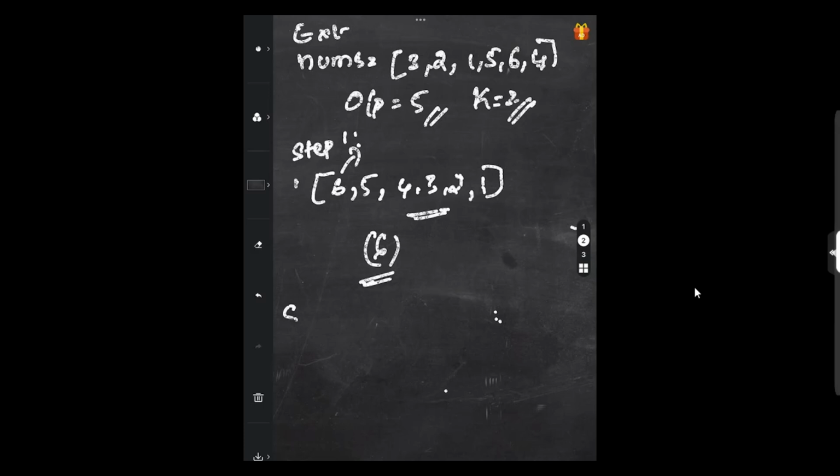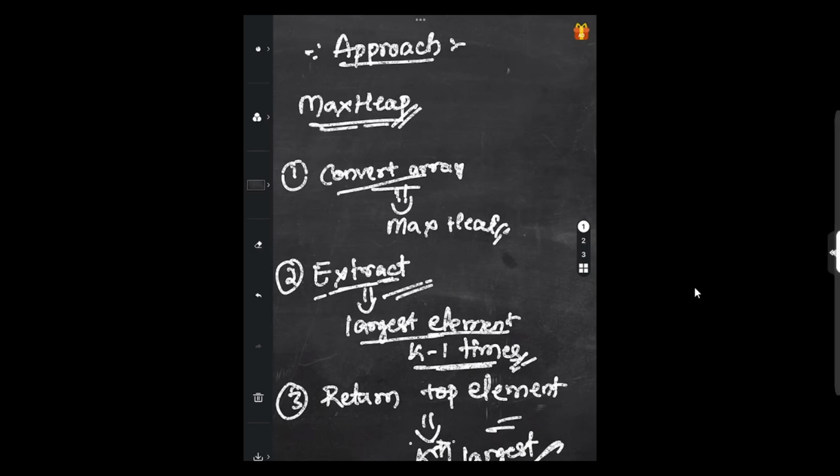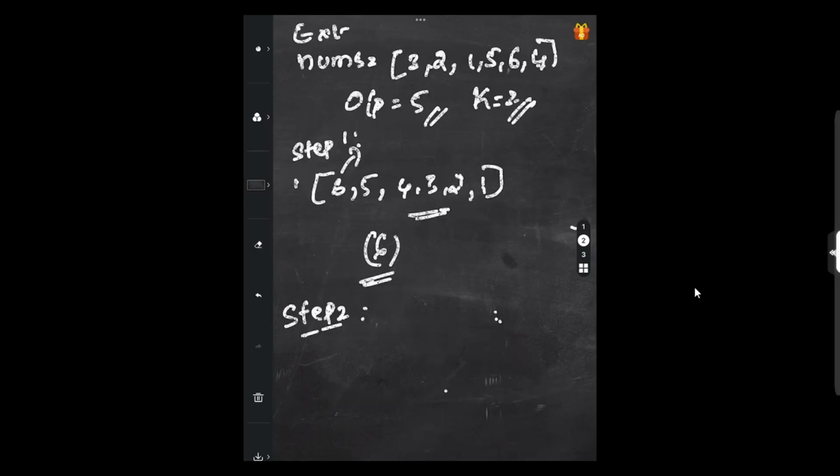So what will be step 2 here? Let's move on with step 2. Now we have to extract the maximum k minus 1 times in the approach. That's what we have written here, right? Extract the largest element k minus 1 times. We need to find the second largest element, so we have to remove the largest ones, in this case k minus 1, that is 2 minus 1, which is 1 time, right?